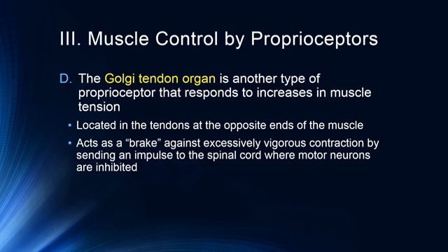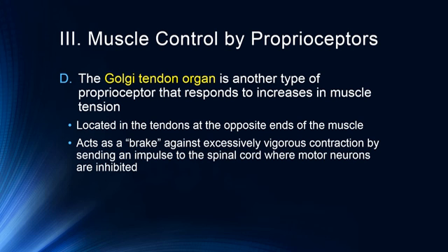The Golgi tendon organ is another type of proprioceptor that responds to increases in muscle tension. These are located in the tendons at the opposite ends of the muscle, and these act as a brake against excessively vigorous contraction by sending an impulse to the spinal cord where motor neurons are inhibited. If you have ever dropped a weight at the gym, this is the Golgi tendon organ telling you that you have tried to work out too hard.